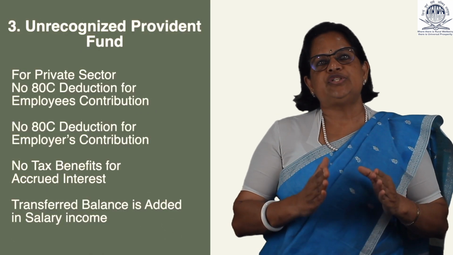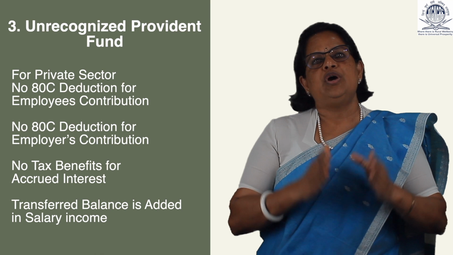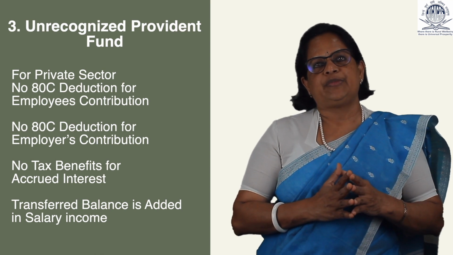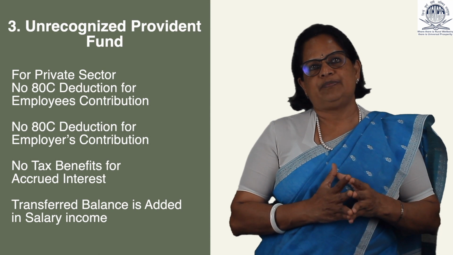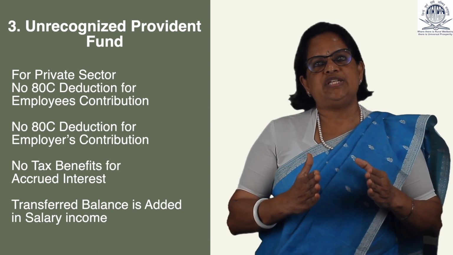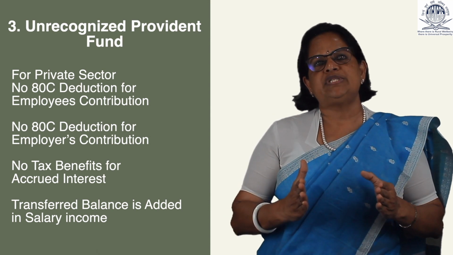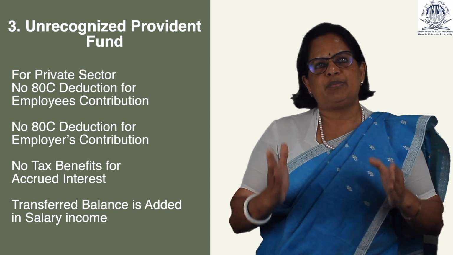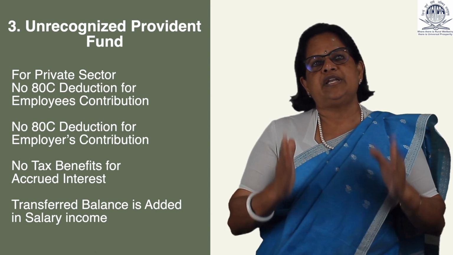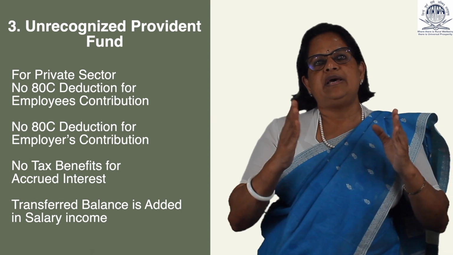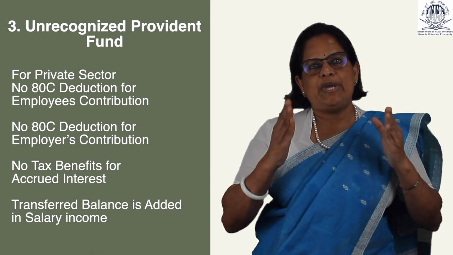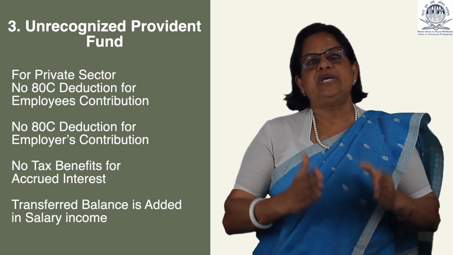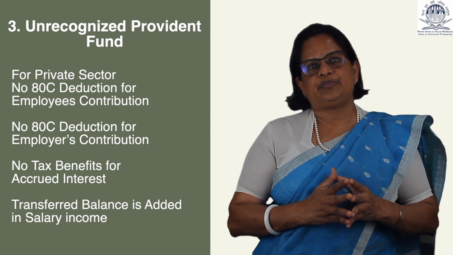Let us learn the features of unrecognized provident fund or URPF. This provident fund is meant for employees in the private sector. If the organization has 20 or more members, the employer will start the provident fund called unrecognized provident fund until recognized by the Commissioner of Income Tax. When it is recognized, it becomes recognized provident fund.